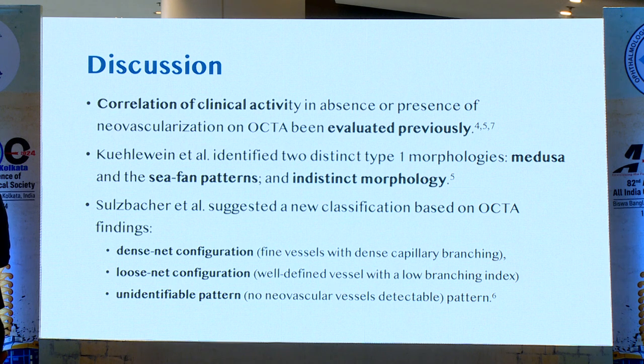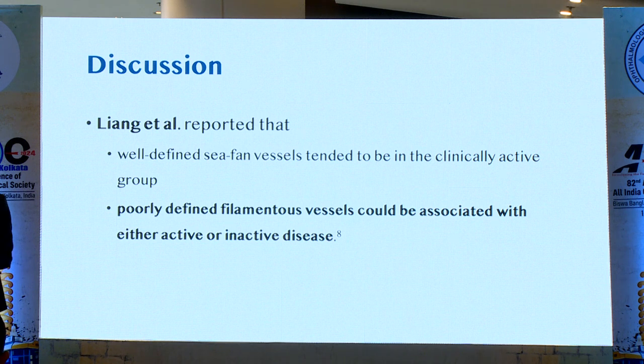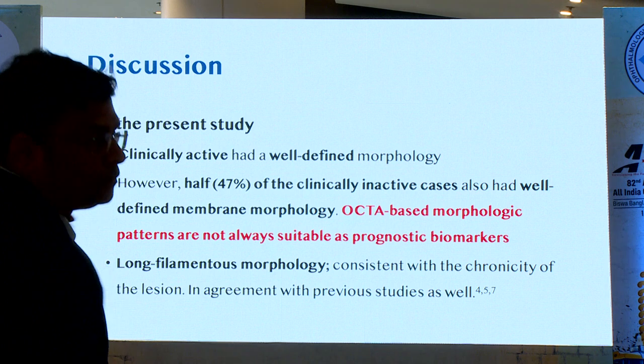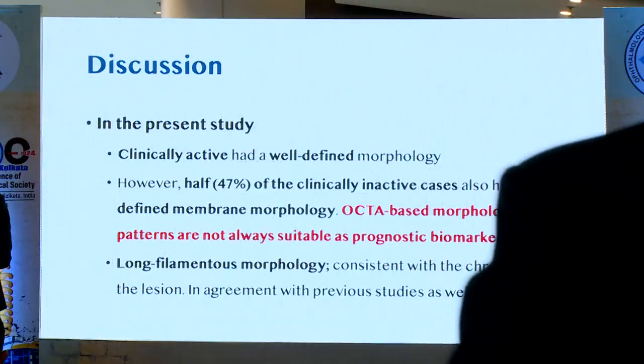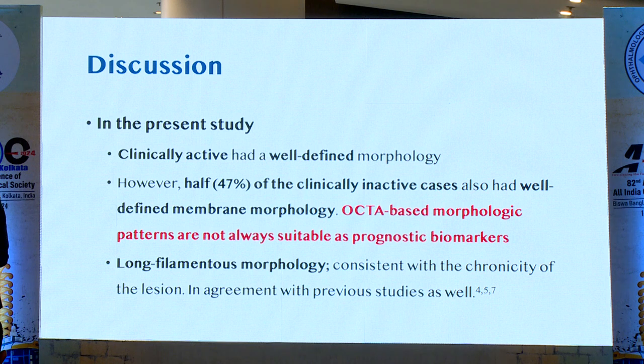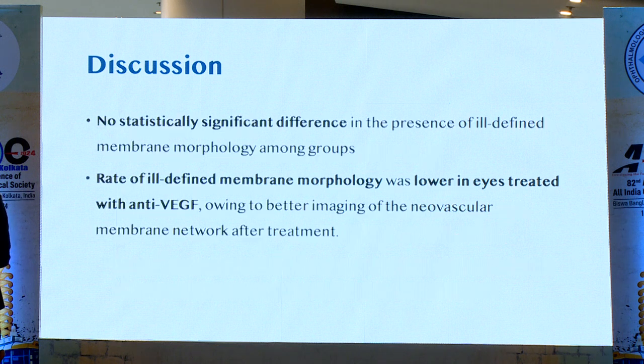So correlation of clinical activity has been studied previously, and C-fan and medusa head patterns have been reported previously. Some authors have reported other classifications like a loose net pattern or a dense net pattern. In fact, Ling et al. had previously reported that poorly defined vessels could be associated with inactive or active disease as well. In our study, clinically active diseases had a well-defined morphology, but almost half of the clinically inactive diseases on OCT also had a well-defined morphology. So this makes OCTA-based morphological patterns not always suitable and reliable for prognostication of these cases. Also, long filamentous patterns were included for chronicity of the disease.